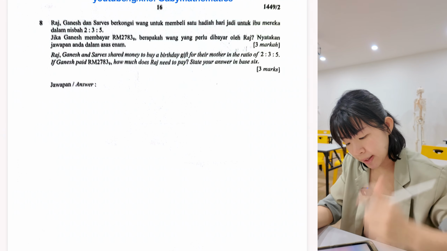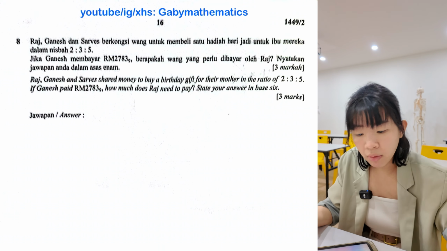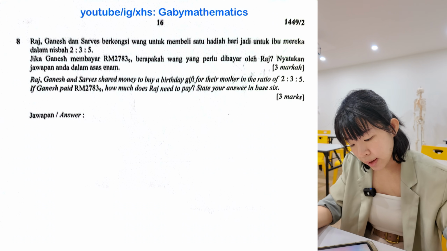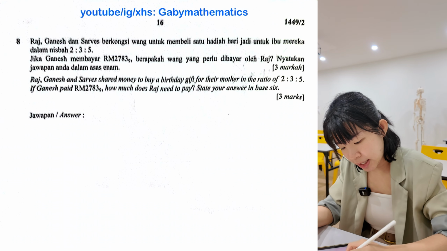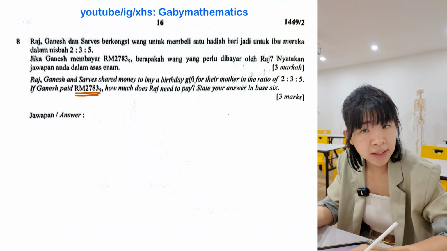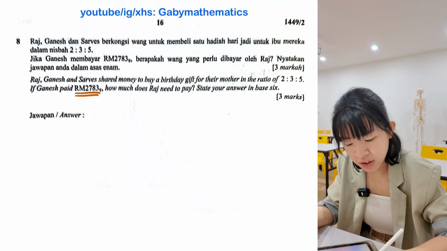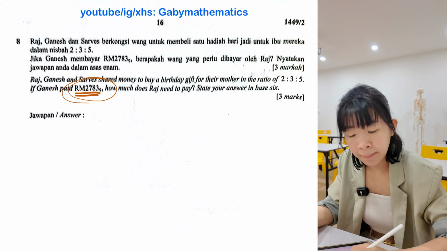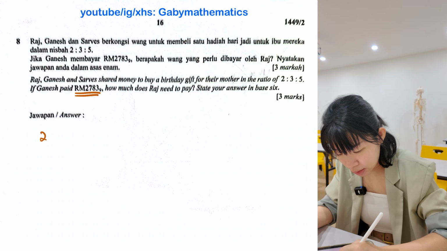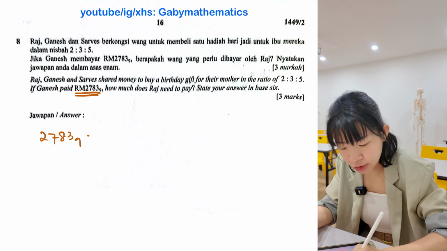Let's look at question number 8. Question number 8 is about number bases. They give us the ratio of these 3 persons and say that Ganesh paid this amount, but this amount is in base 9. How much does Raj need to pay? State your answer in base 10. First we have to convert this amount to base 10.